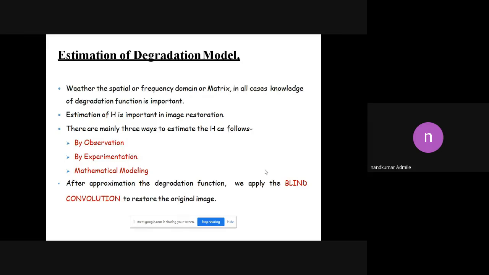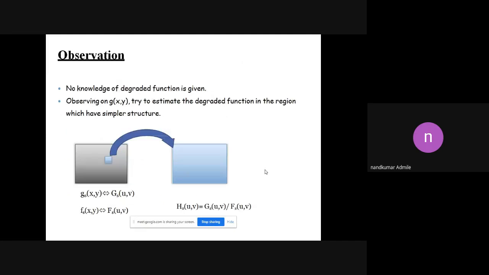The first one is estimation of the degradation model by observation. Now everyone listen carefully to how we can estimate the degradation function by simple observation.